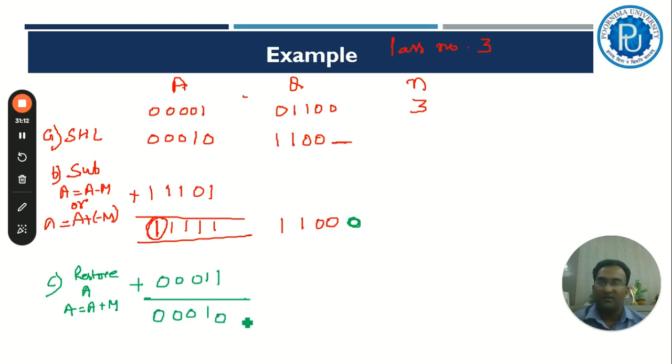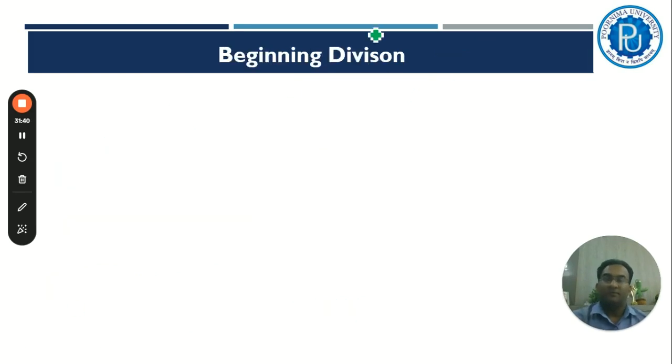So now the contents are: A register is 0, 0, 0, 1, 0, and Q register is 1, 1, 0, 0, 0. And the value of N will be decremented. This is 2. So how many steps are remaining? 2 steps are remaining, and we have these values there. Now let us move to pass number 4 of the algorithm.